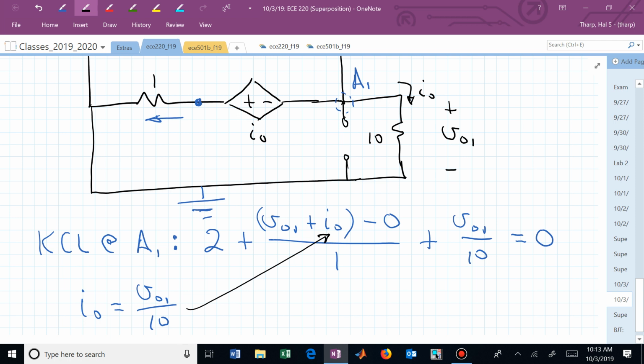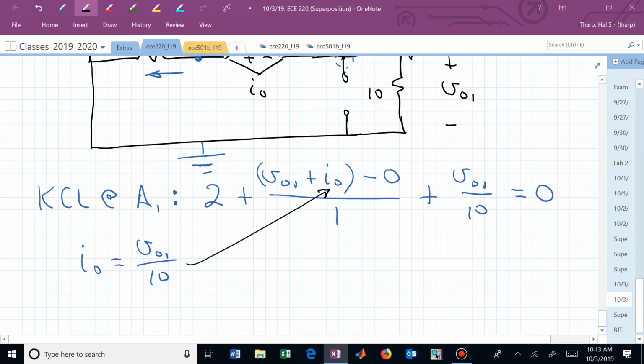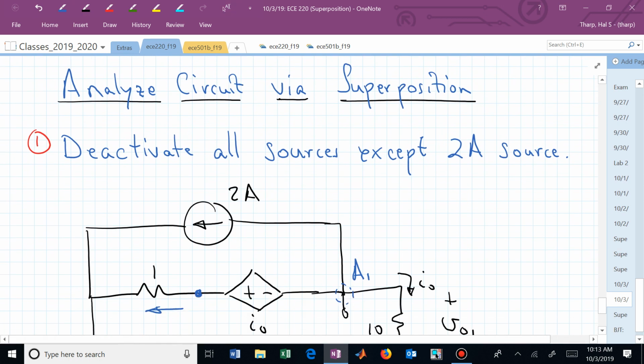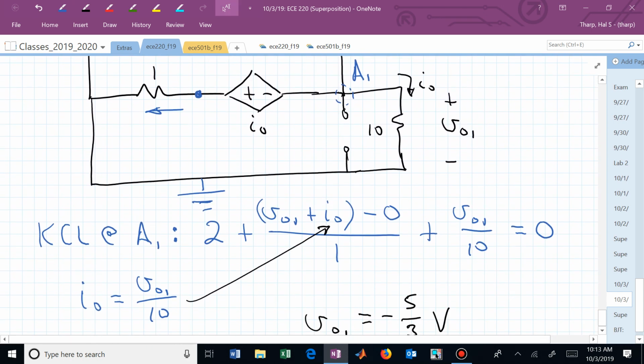If you solve that, I'm going to quickly solve that for us and say that this now ends up being minus 5/3 volts. We didn't say everything was going to be positive, and in fact this one now is contributing a negative amount to the overall. That's source number 1, where we deactivated all the sources except the 2 amp source.